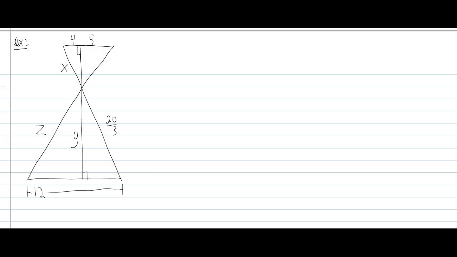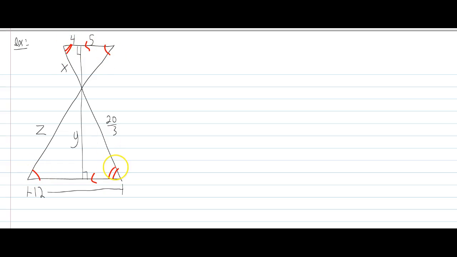All right, here's our next example. We have three variables, x, y, and z, and we have this segment down the middle that is perpendicular to the top and to the bottom. So with a perpendicular transversal converse, I know that the top and bottom must be parallel to each other then, which means that alternate interior angles are equal.